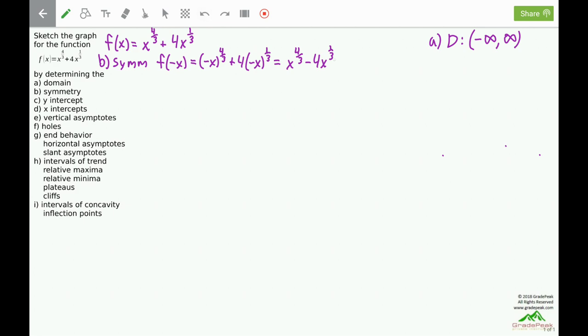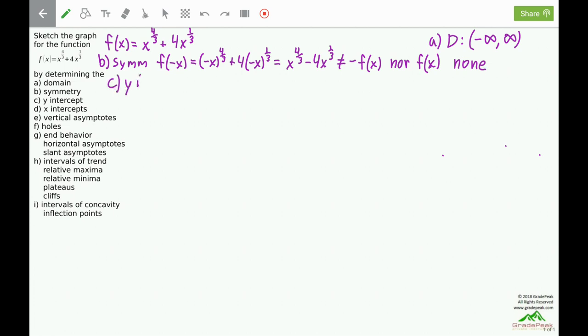Therefore, f of negative x does not equal negative f of x, and it will not have origin or odd symmetry. Comparing the second term to the original, it is the opposite sign. So f of negative x also does not equal f of x, and it will not have y-axis or even symmetry. For symmetry, it will have none.